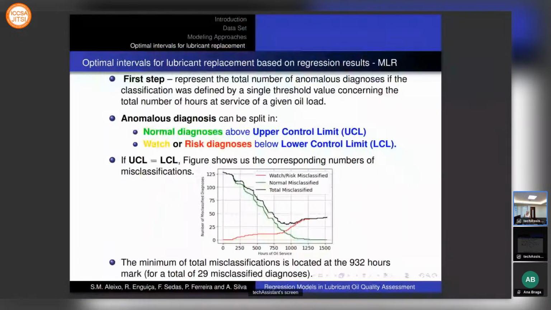So, the first step is to represent the total number of anomalous diagnoses in the classification. We define a single threshold value concerning the total number of hours in service of a given load. We can have anomalous diagnoses above the upper control limit, which are normal, and below the control limit, which are watch or risk. If we consider the two limits equal, we find a threshold of 932 hours for a total of 29 misclassified diagnoses.